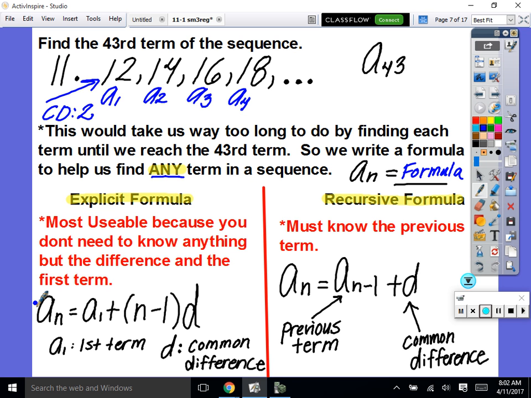So we're going to write an explicit formula and a recursive formula for this, and then we're going to choose which one we would want to use to find the 43rd term. If we have a formula, it allows us to find any term in the sequence, which we're going to want to use because otherwise it takes way too long. Okay, do you have that written down? Do I need to give you more time?